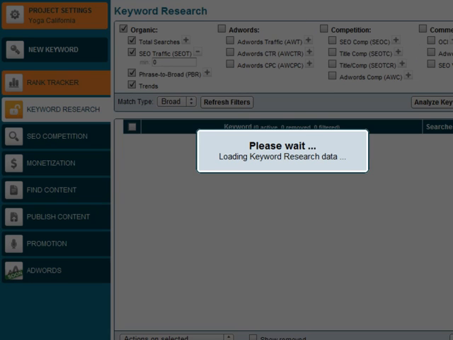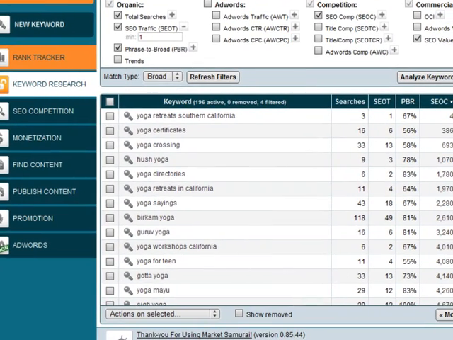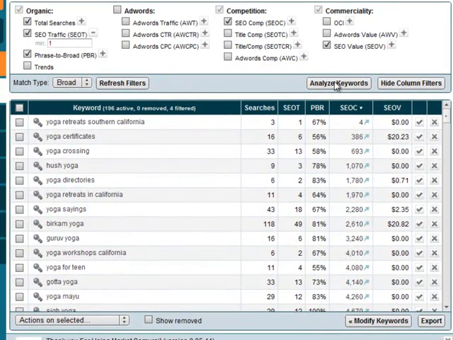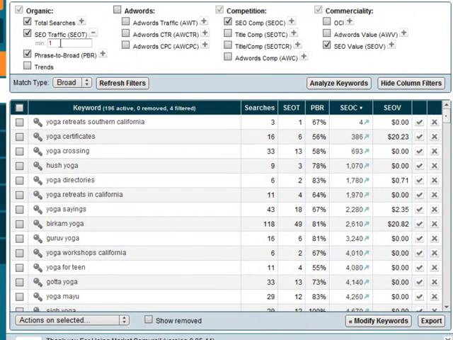Now when you get to here, it gets interesting. I already ran this just to save us a little bit of time, but I want you to see what we did here. We picked total searches, search engine traffic, and I put 1 in here. I want a minimum of 1 person per day searching on a term. If you're in a really tight niche, you can even do less, but generally I want to know there's at least 1 or 2 searches per day out there. I do want phrase to broad. I'll explain that in a moment.